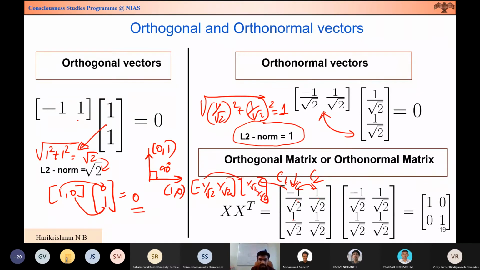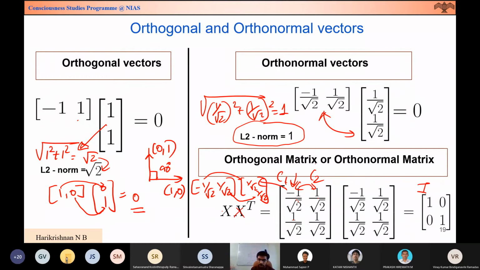The dot product between them is 0. And at the same time, each of these columns has an L2 norm equal to 1. And interestingly, for an orthogonal matrix, the inverse and the transpose are the same. So basically, if you multiply x by x transpose, you are going to get identity.